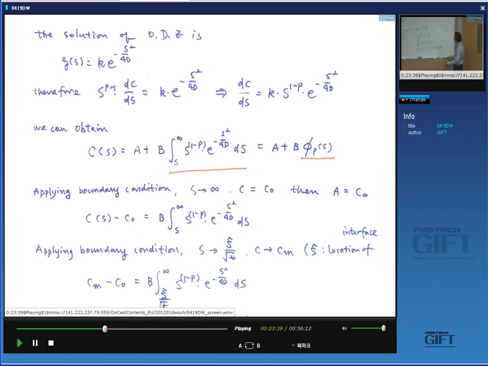This is the general solution for the ordinary differential equation. So we are here. When we put this term as pi p s, this is A plus B pi p s. So now we have the general solution of the concentration profile.